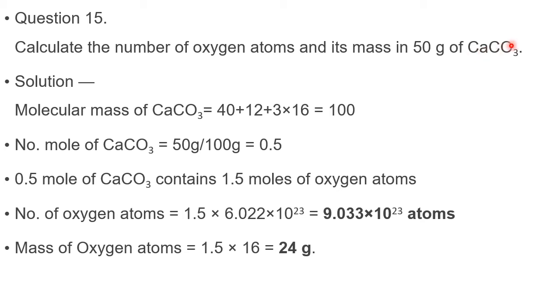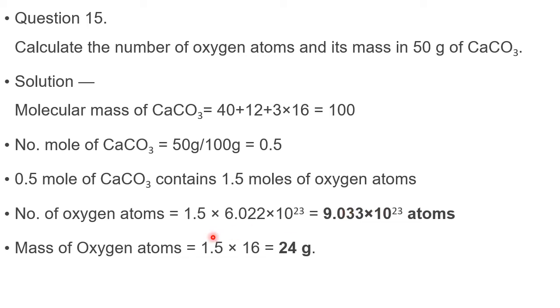3 moles of oxygen. Now 50 gram means half mole. How many moles? It's half, 3 by 2. It is 1.5. So 0.5 mole of calcium carbonate contains 1.5 moles of oxygen atoms. Okay. Now once you know it in moles, easily we can calculate the number of atoms. So 1 mole equals 6.022 × 10^23 oxygen atoms. In 1.5 moles, 1.5 times the Avogadro number gives you this many atoms.